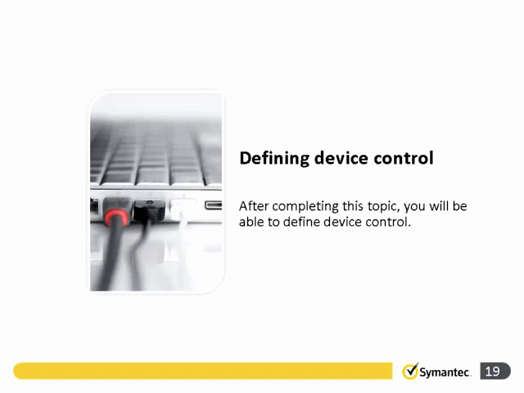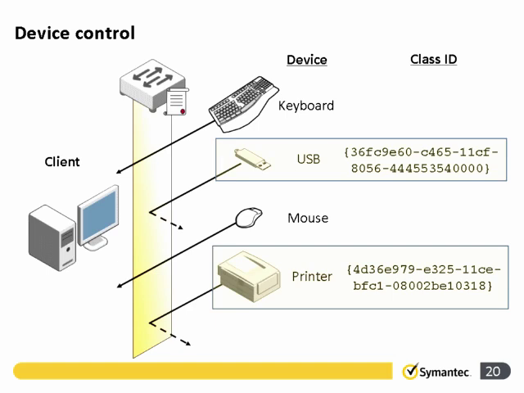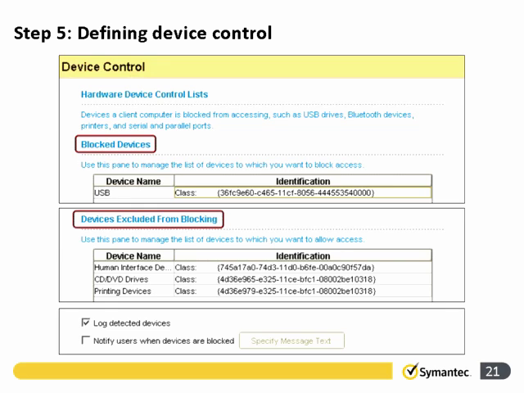So, defining device control now. With the device control policy, we can control which devices can be accessed from the client. It may be this particular client is working in a very sensitive area and we wish to prevent any data from being removed from it. So we want to block removable devices, like printers or USB or DVD drives. And we classify them by the class ID. So defining the device control here, we can set up which devices to block and which devices to exclude from blocking. You can log the detected devices as well and specify a notification for the user when devices are blocked.